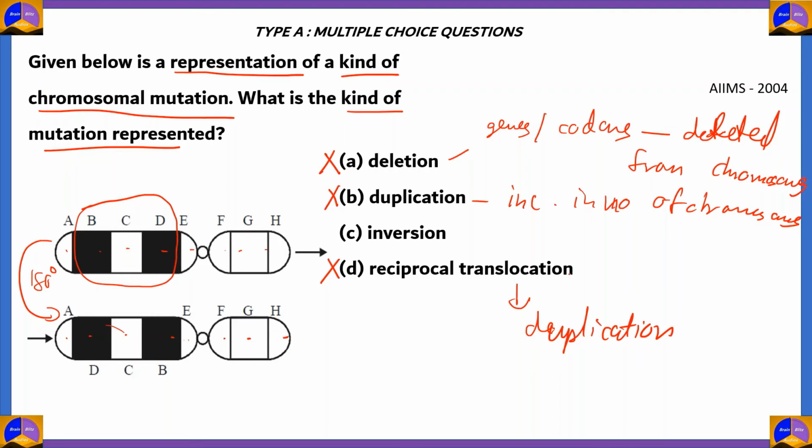Reciprocal translocation is when 2 non-homologous chromosomes exchange segments, and that does not occur as well. The right answer is option C, inversion. So here the part of the chromosomes B, C, D is inverted by 180 degrees. See, so this is B, C, D. When inverted, you get D, C, B. So there you have it. There's ample evidence of an inversion by 180 degrees. So inversion, option C, is the right mutation represented.